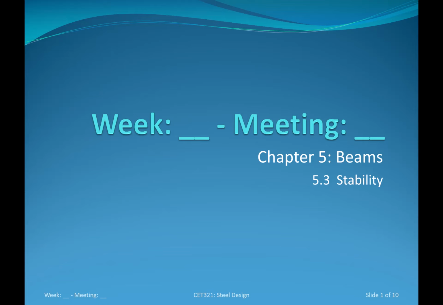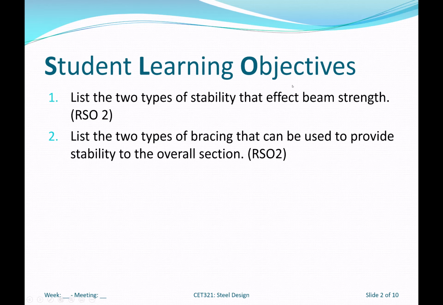All right, this short video is going to help introduce you to the concepts of beam stability. Beam stability can be compromised in two different ways: what we call local stability of the cross section, such as the flanges and the web, and overall stability, which means the entire cross section becomes unstable. So we have local stability effects.